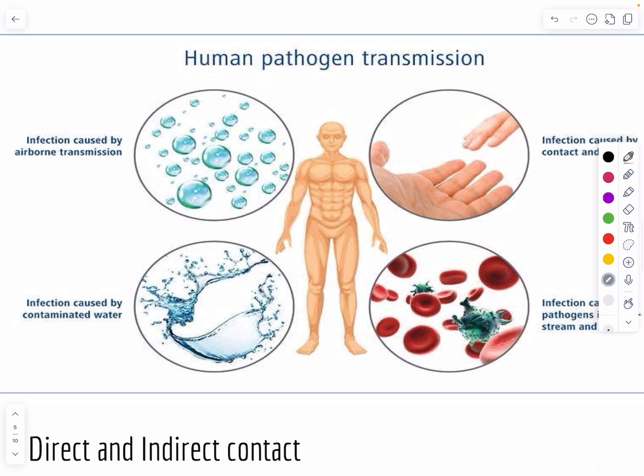Here you can see human pathogen transmission. Contaminated water: pathogens in water can infect people who drink it. Airborne transmission: tiny droplets in air can spread pathogens when someone sneezes or coughs. Sexual contact or sharing sharp objects: pathogens can pass from one person to another through intimate contact or used needles. And direct person-to-person contact, such as simple touching, like shaking hands or hugging, can spread infections.